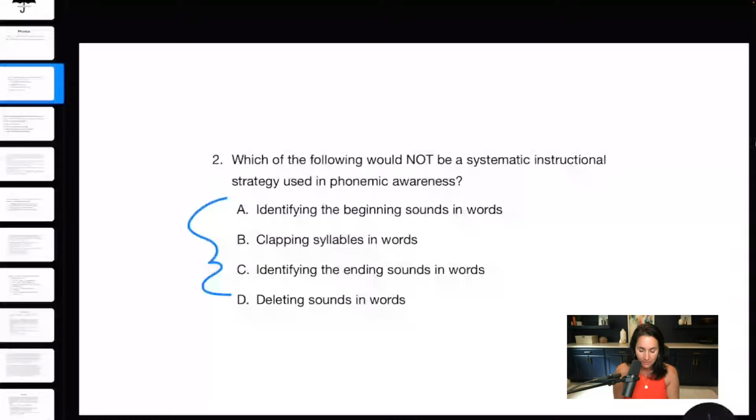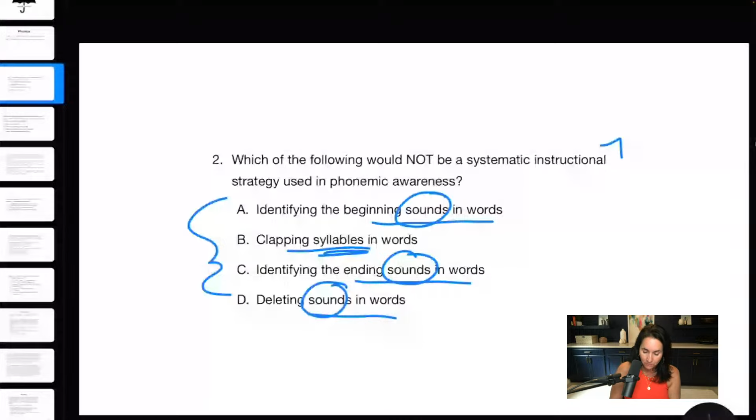So I can see identifying beginning sounds in words, clapping syllables in words, identifying ending sounds in words, deleting sounds in words. Now, here's one thing to think about. Sounds, sounds, sounds. I'm always looking at patterns on items, and this happens a lot with tests. Notice that A, C, and D all have sounds in the choice. There's only one that does not have the word sounds. All right. It has clapping syllables in words. Okay. Just something to think about.